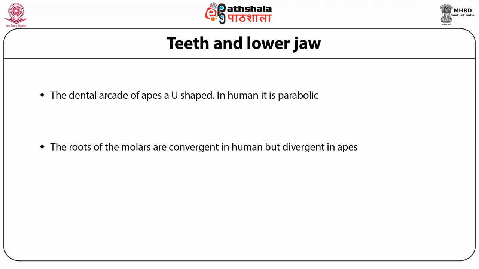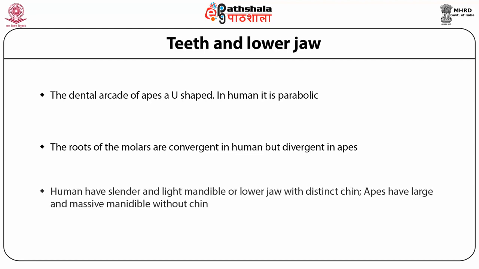Now let's discuss the lower jaw. Humans have a slender and light mandible, or lower jaw, with a distinct chin. Apes have a large and massive mandible without a chin. In humans the sigmoid notch is deep and narrow, with an ascending ramus that is narrow and high. Apes have a shallow and broad sigmoid notch with a broad, short and large ascending ramus.